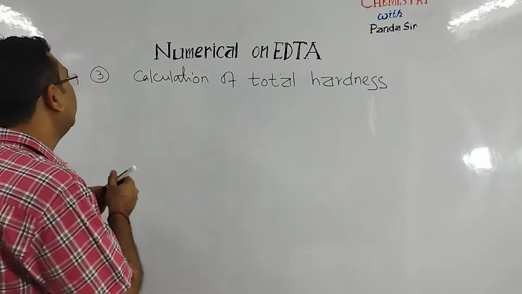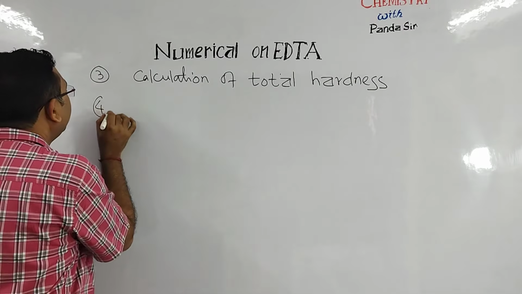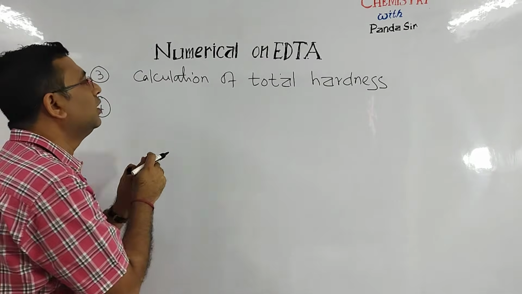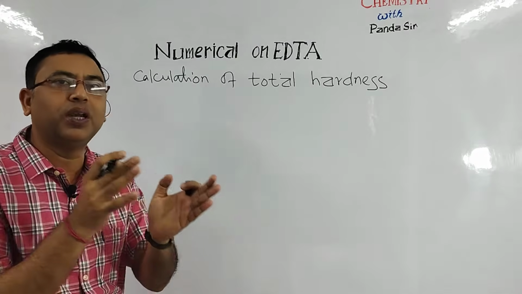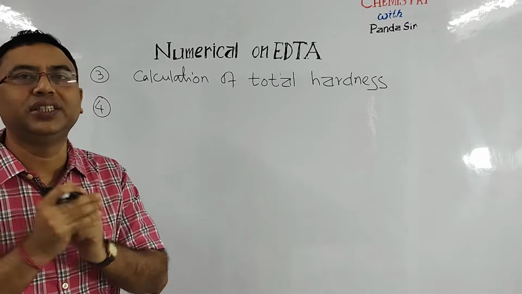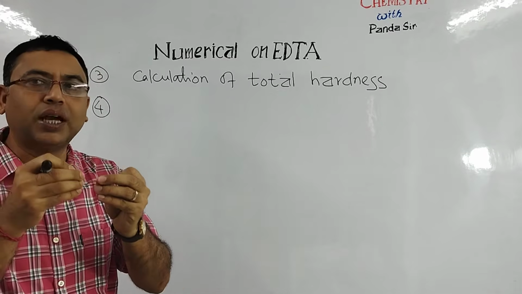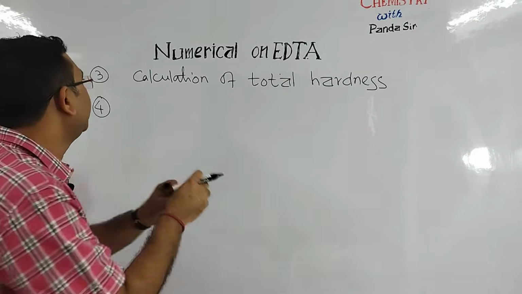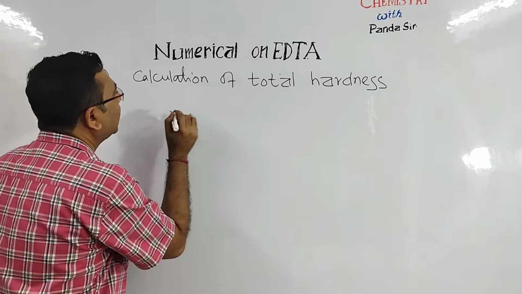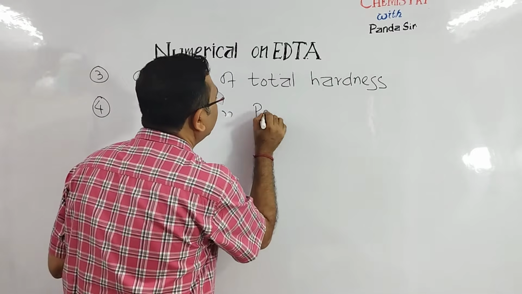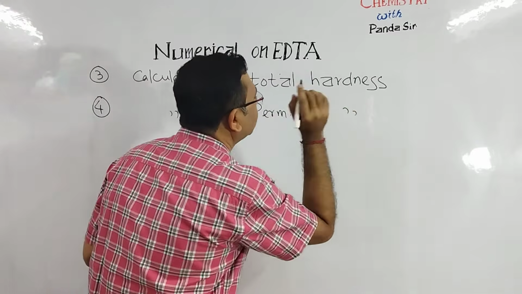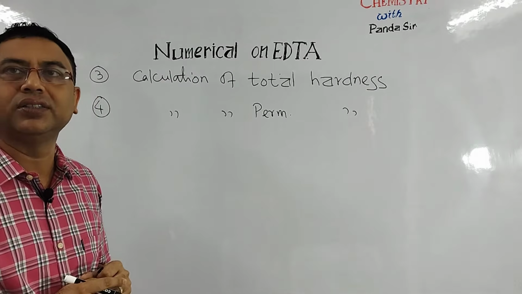Then you will find in the numerical that it is given how much EDTA is needed for the same sample after boiling. The moment they talk about the boiled water sample, it means they are talking about the calculation of the permanent hardness.